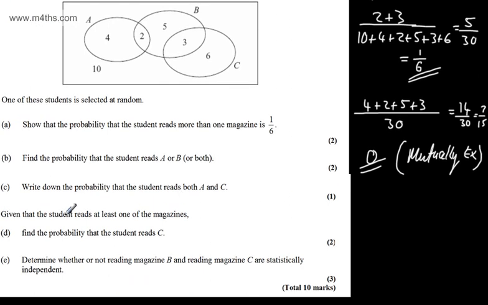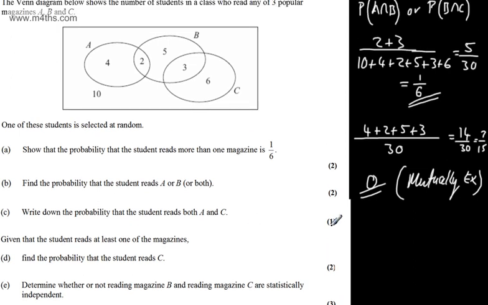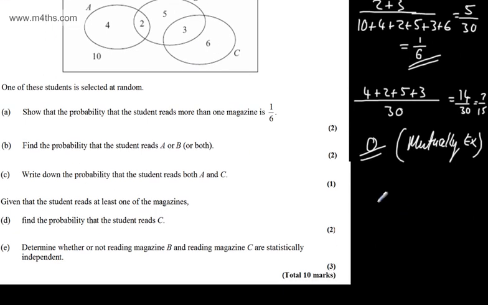It says, given that the student reads at least one of the magazines, in part D for 2 marks, find the probability that the student reads C. We can do this purely from the Venn diagram, or you can use the formula. For 2 marks, I'd be tempted to do the Venn diagram, but we're looking now at the probability of C given that they read at least 1 magazine. So let's look at what we have here. We've got that information from the first parts of the question, and we can simply calculate this from here.